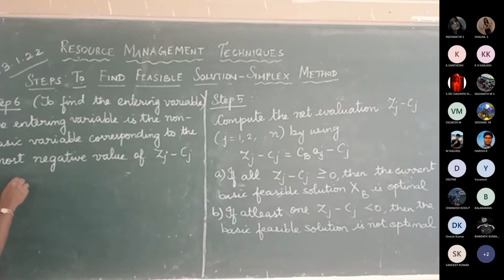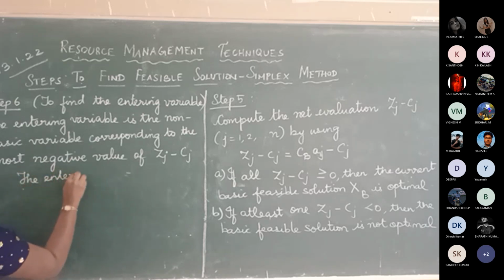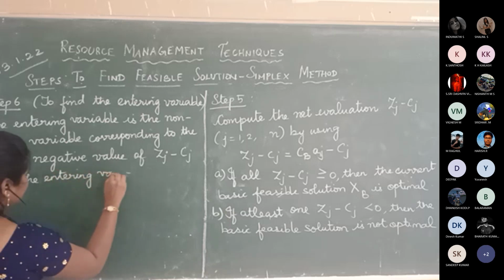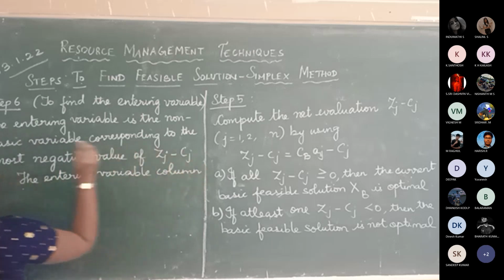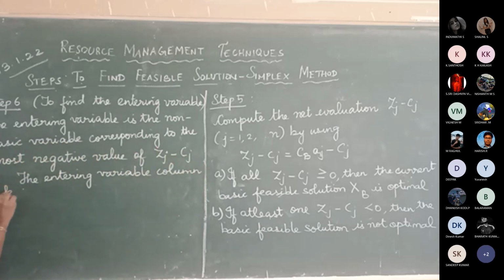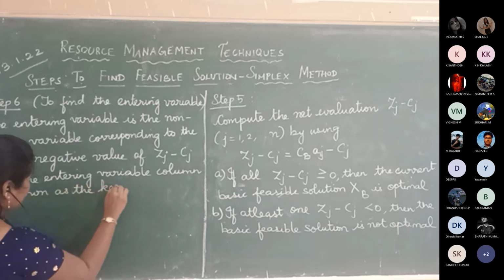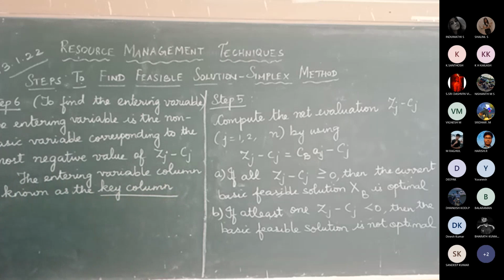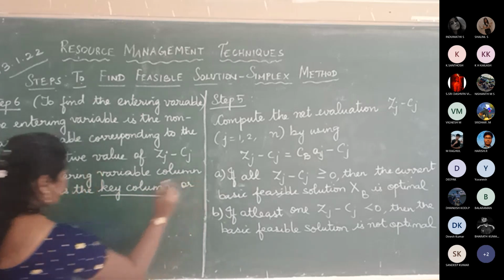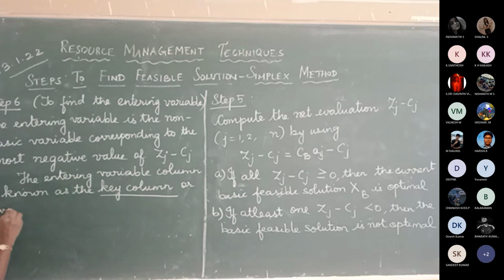In the next line, you can take it as the entering variable column is known as the key column. You can be asked in one word. This key column is also called the pivot column. It's also called the pivot column.